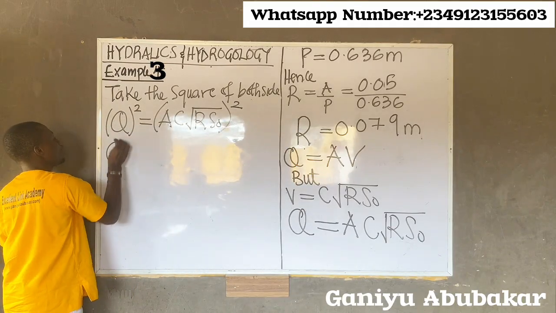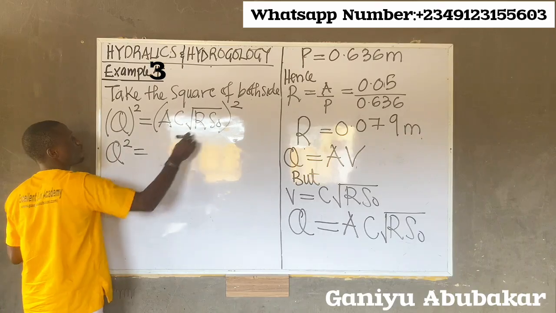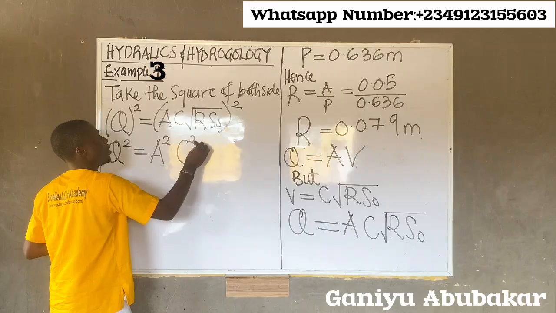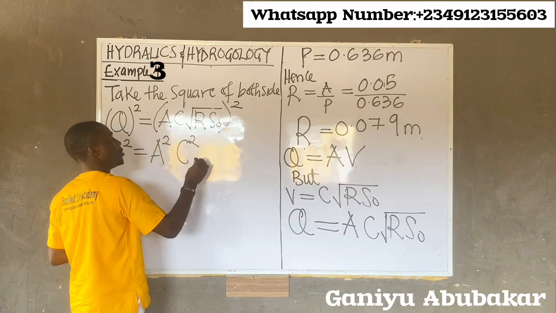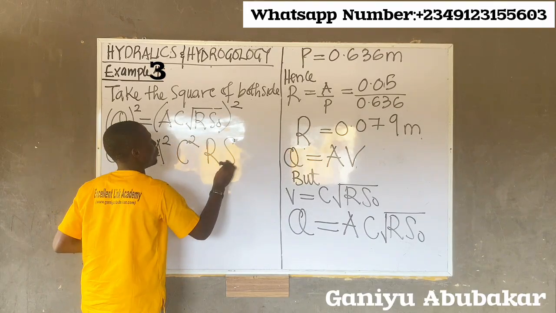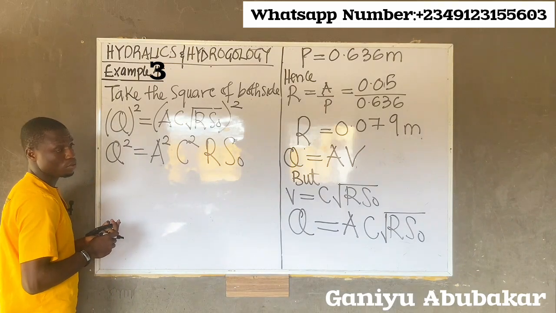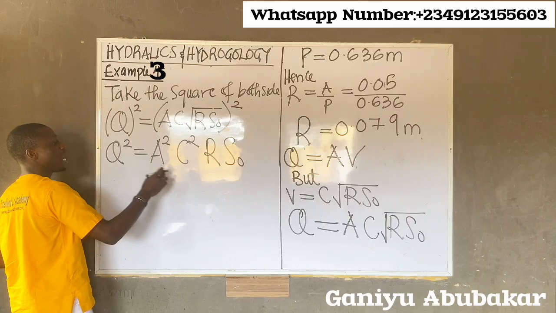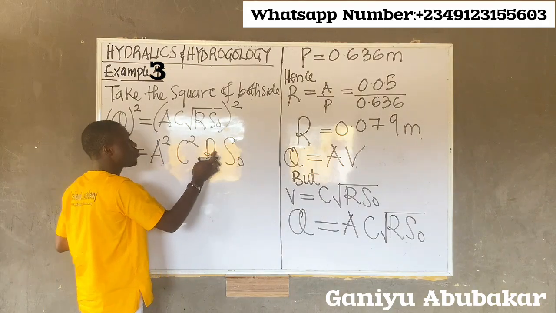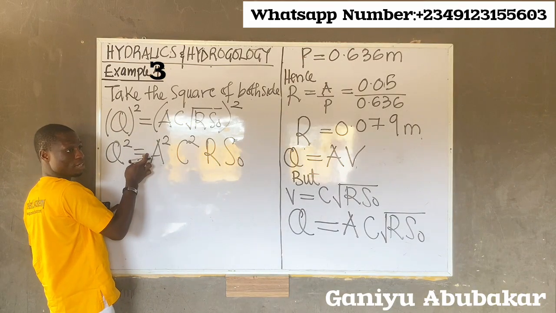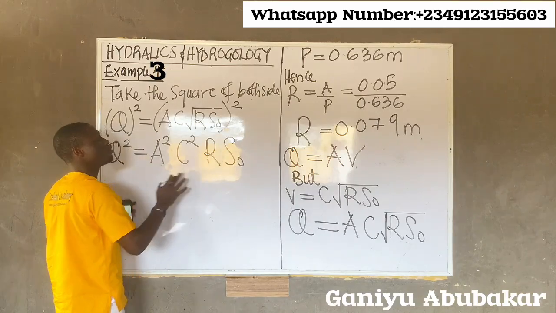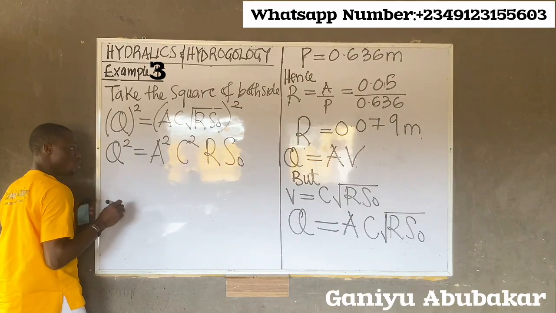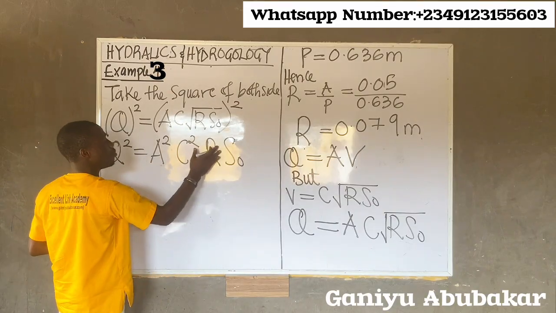This gives you Q square equal to A square, C square, and the square and square root cancel out, giving you just ordinary R and S naught. Now I'll make S naught the subject. I want to make S naught stand alone, so this one must be erased. So I have to divide both sides by A square, C square, and R.